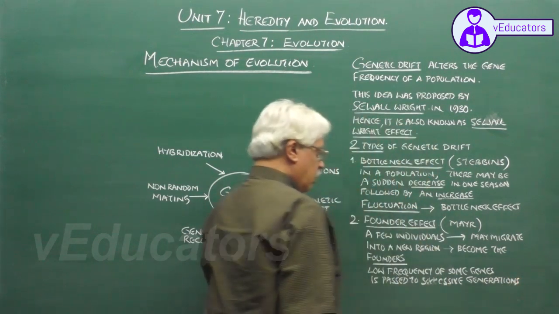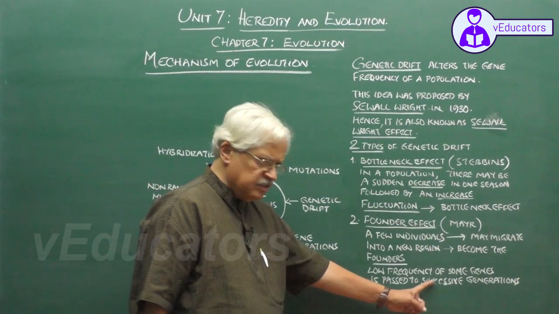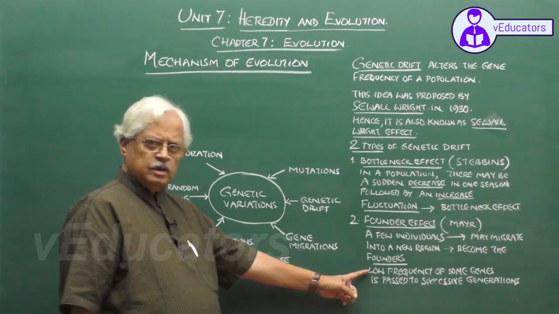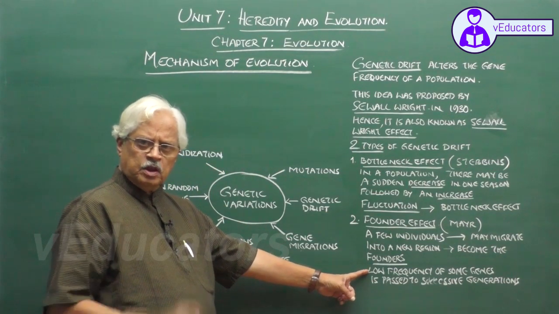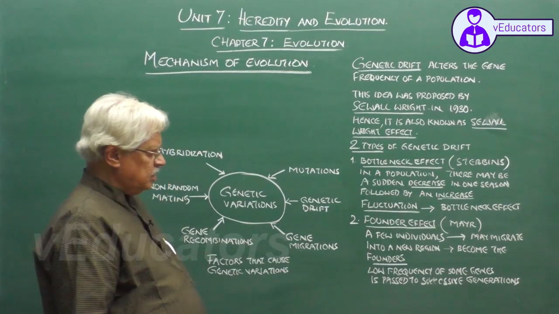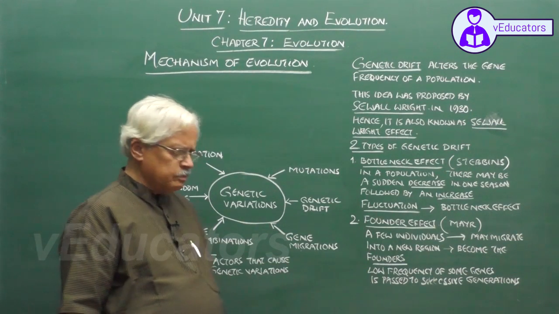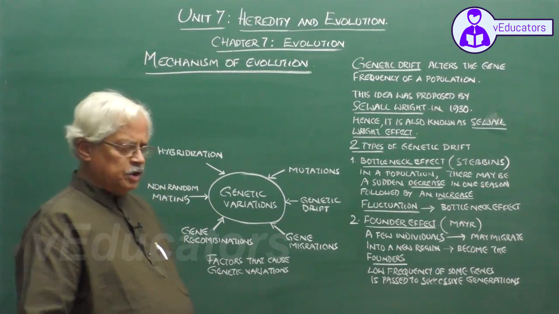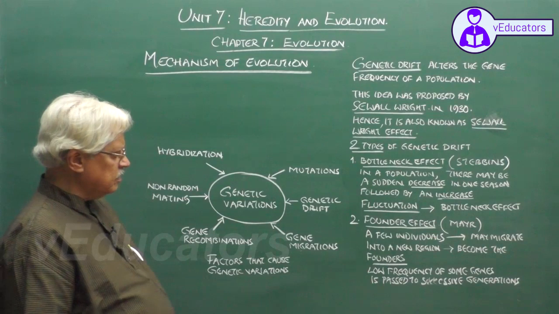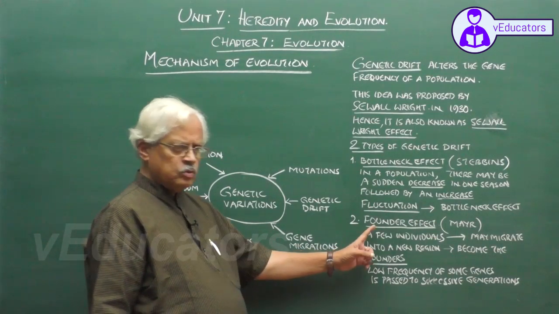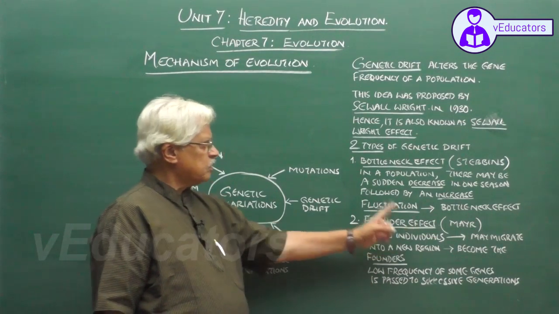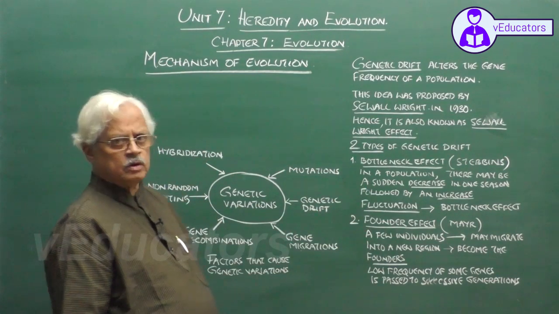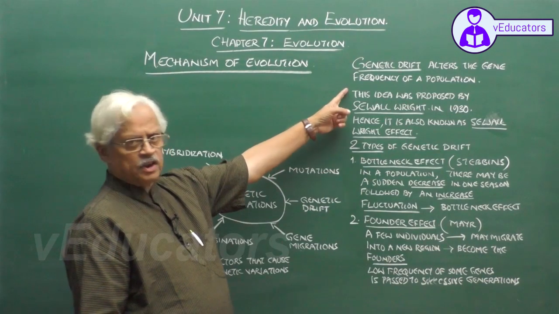Therefore, all the individuals resulting in these successive generations also exhibit the same effect. So, even in those individuals, the gene frequency may continue to be low, or some of the genes may continue to be absent. That is why it is known as founder effect. So, bottleneck effect and founder effect are the two types of genetic drift.